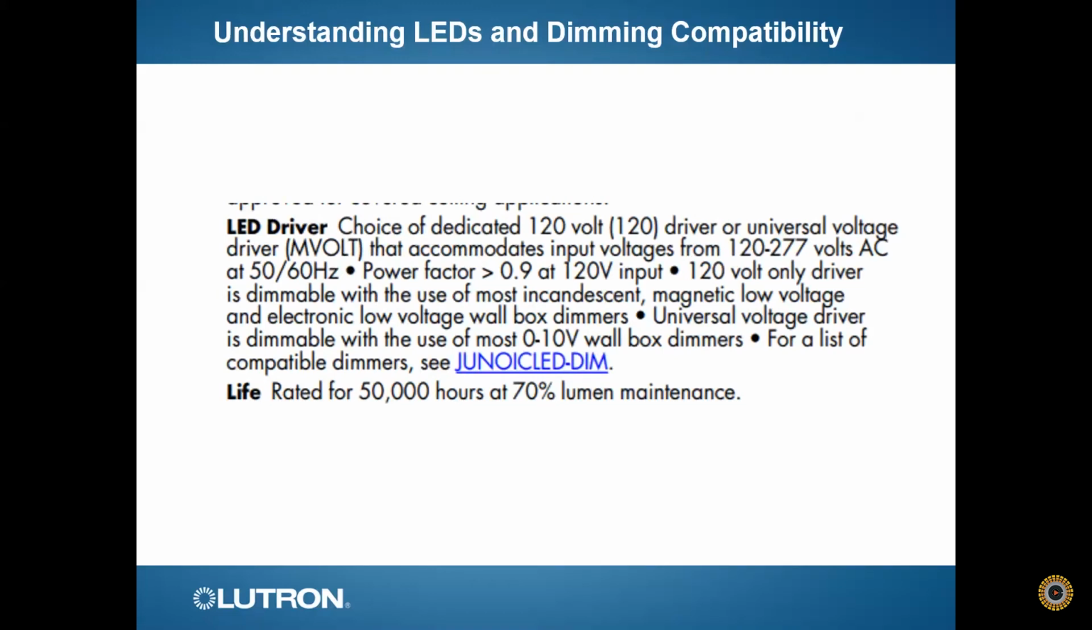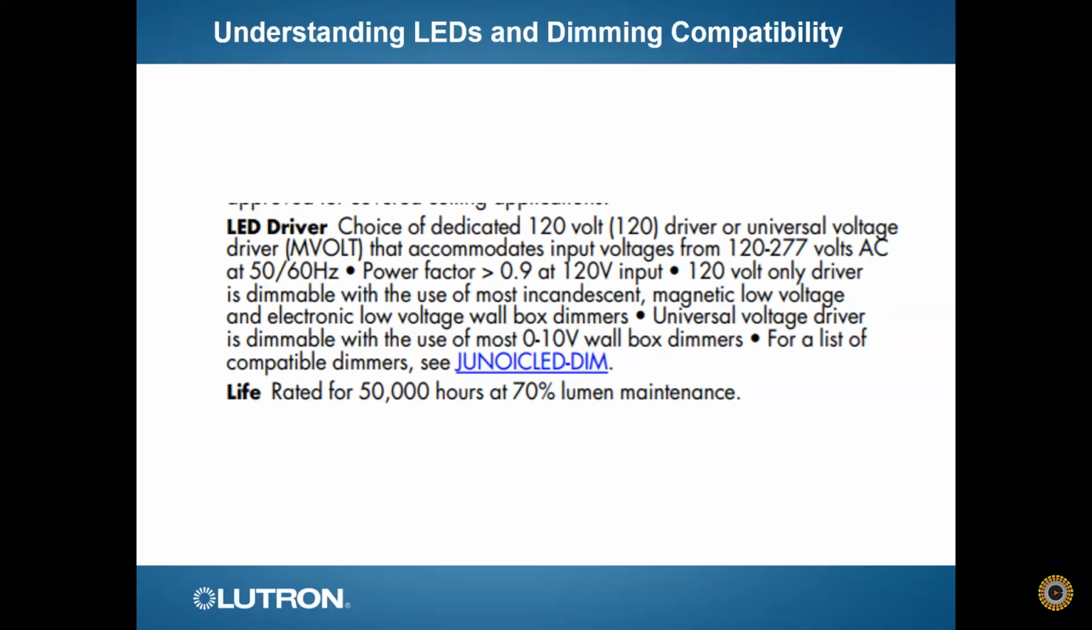So other things that can go wrong. This is off of a cut sheet of a Juno fixture. And if you look through some of the verbiage on here, when it gets to the point where it talks about dimming, it says 120 volt only driver is dimmable with the use of most incandescent, magnetic low voltage, and electronic low voltage wall box dimmers. So they're basically providing you no help. They're being as vague as they can and saying that, yeah, it should work with most dimmers, but good luck.